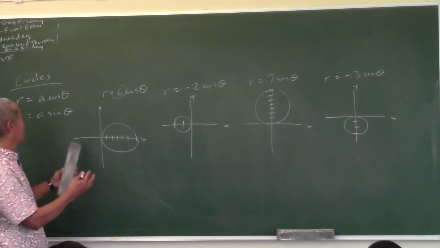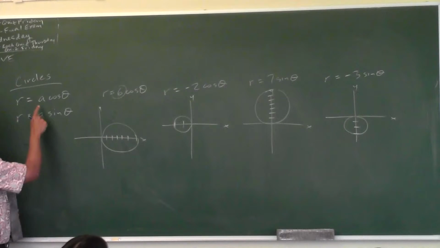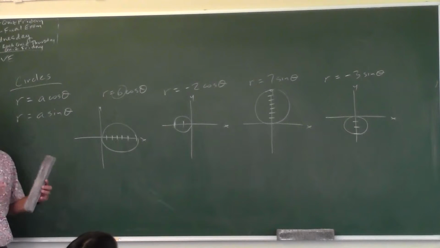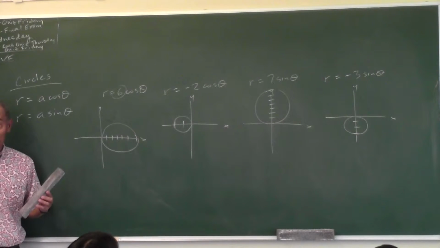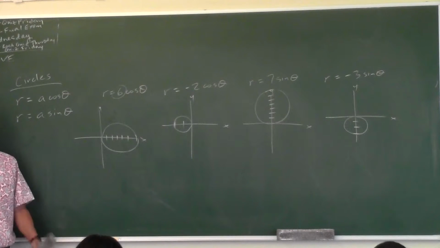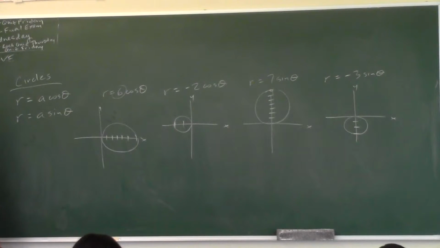Okay, so you know it's a circle when you have r equals a number times cosine theta or a number times sine theta, because on the test, it's all going to be mixed up. I'm not going to tell you this is a circle, because on the final exam, you have to recognize certain forms.